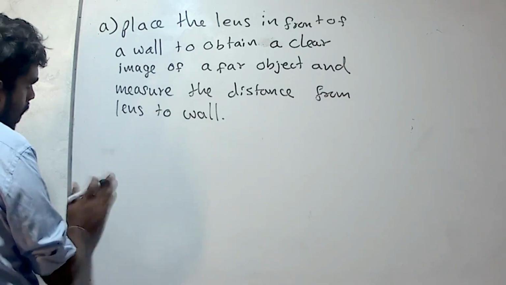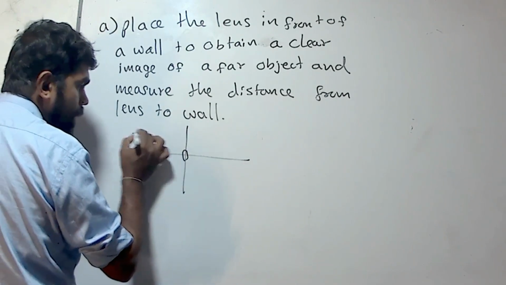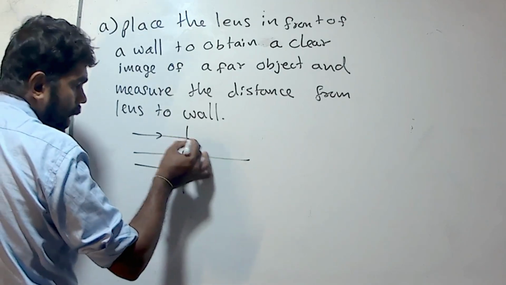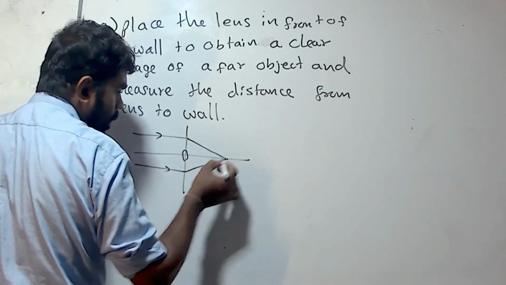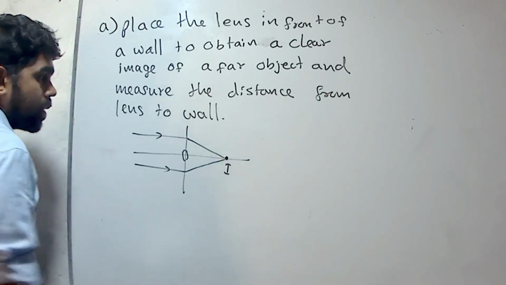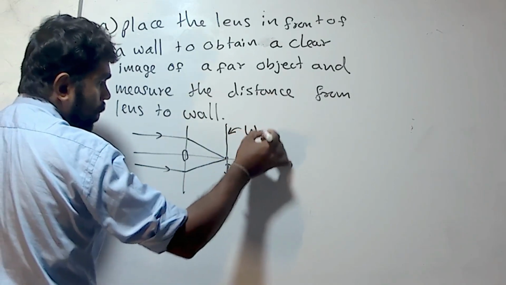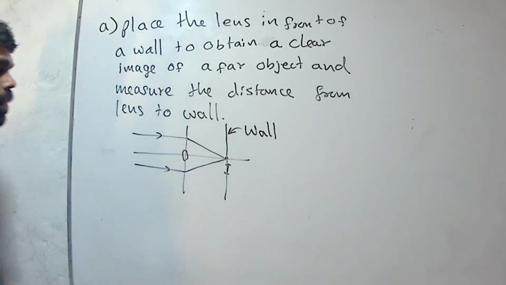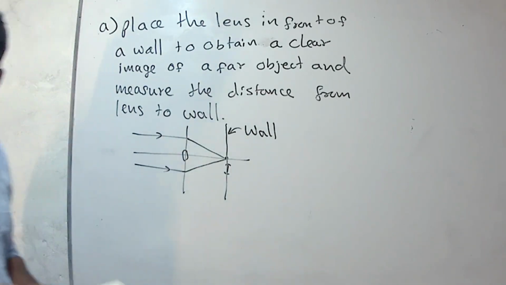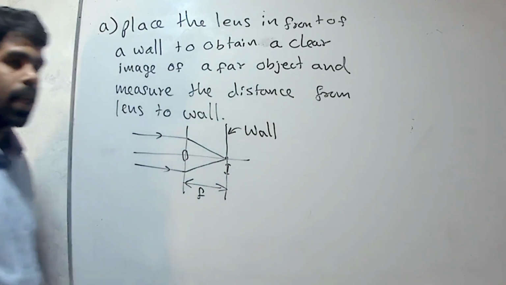We can draw it like this. If we are considering a far object, light rays are parallel to each other. Then we can see that an image is formed at this place. If we place a screen at this place, we can see the clear image. Then this is the focal length of the convex lens.